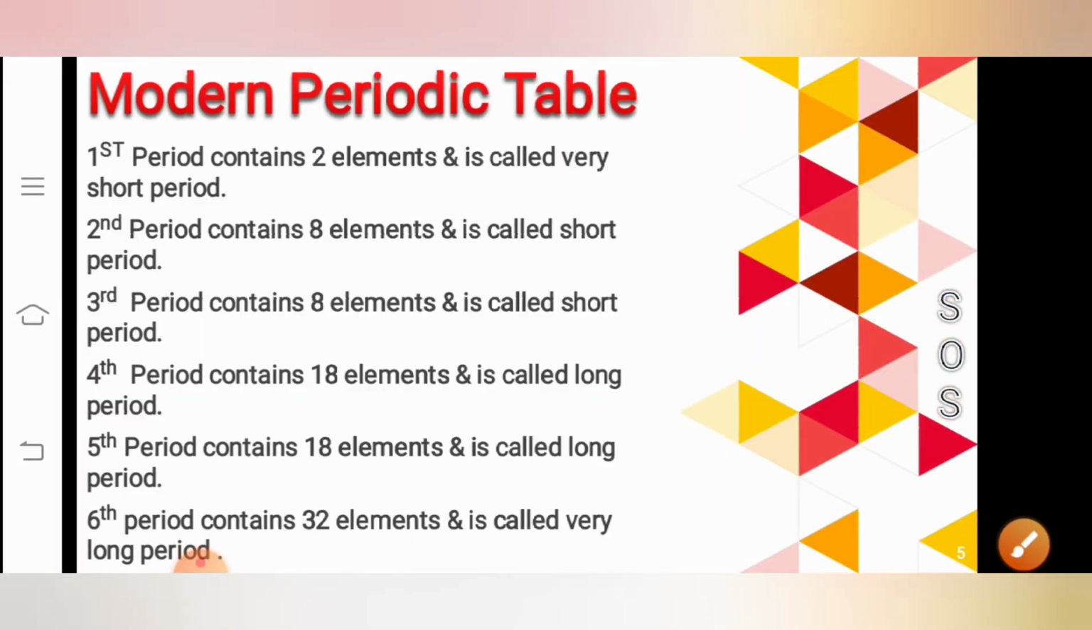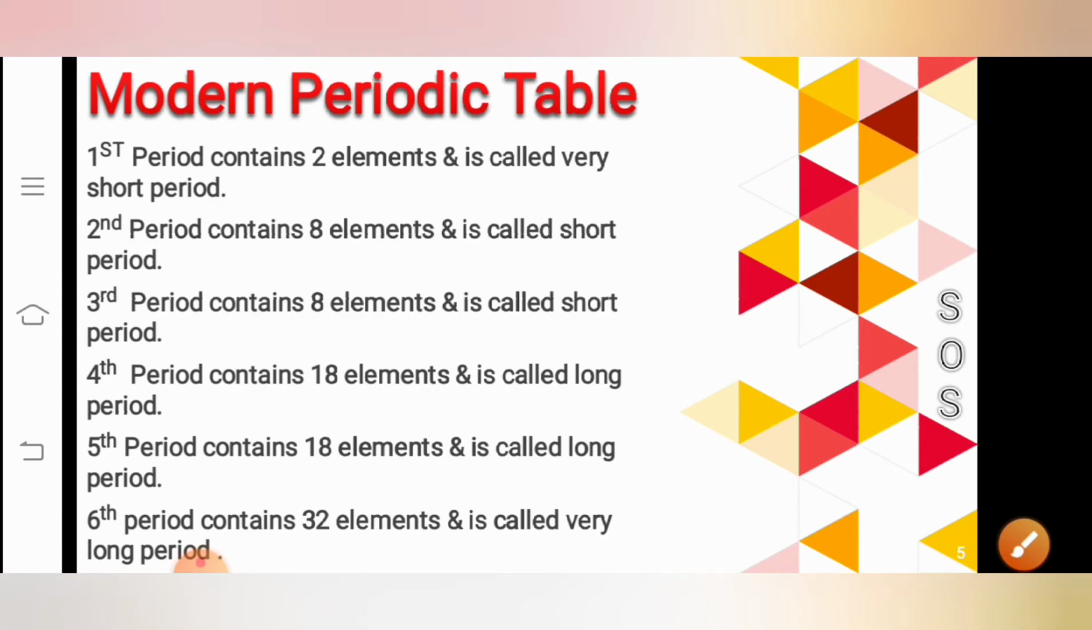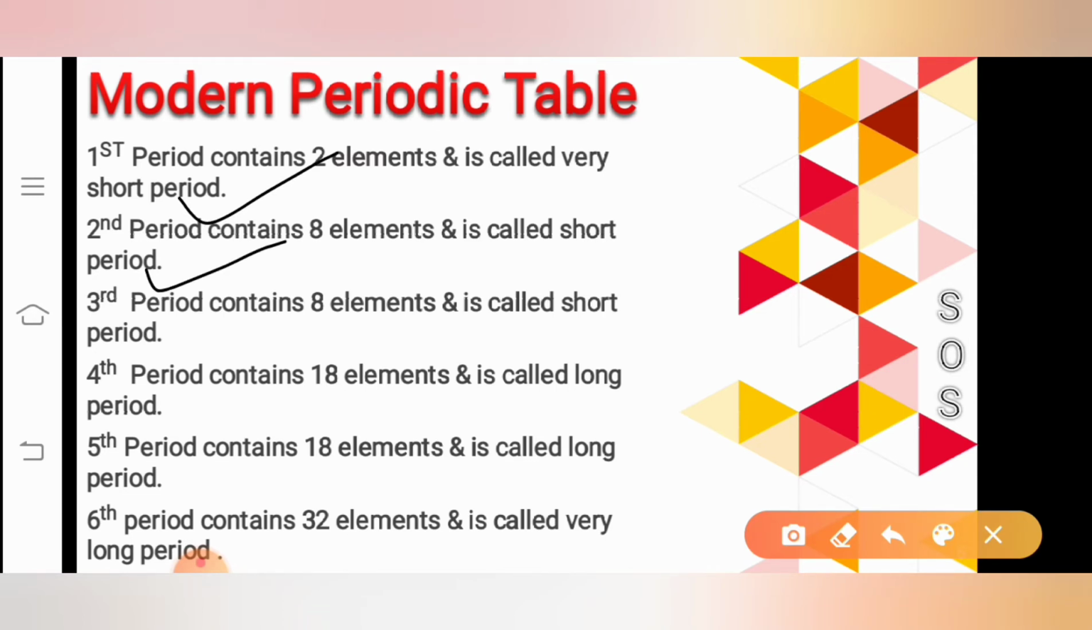Now if you look at the modern periodic table, the first period contains 2 elements. If you look at this table, you can see the first period contains 2 elements, right? Hence, this period is called a very short period. The second period contains 8 elements. It is called a short period. The third period contains 8 elements. It is also called a short period.